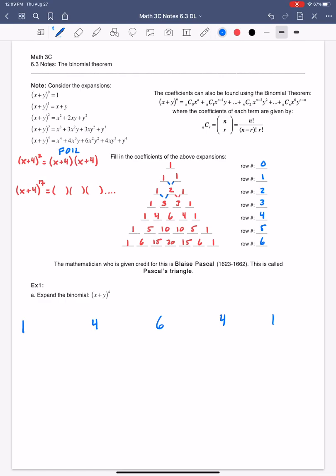All right. Now the next step here is to identify the first term of this binomial. In this case, it's an x. So what I'm going to do is place an x next to each one of these numbers.